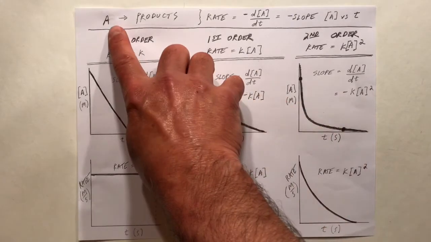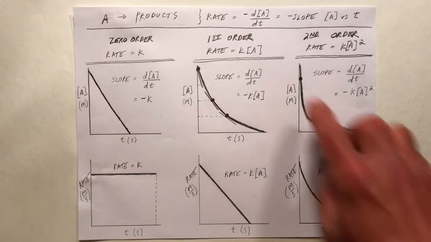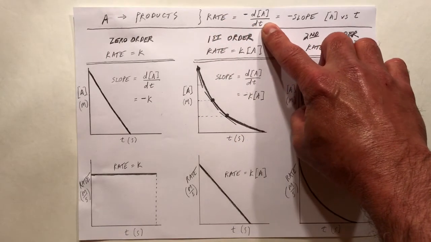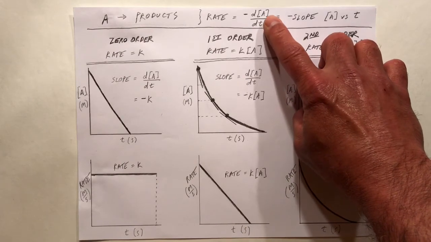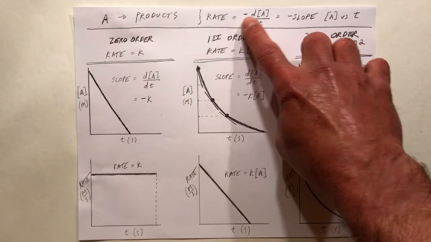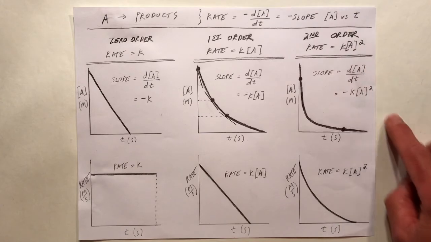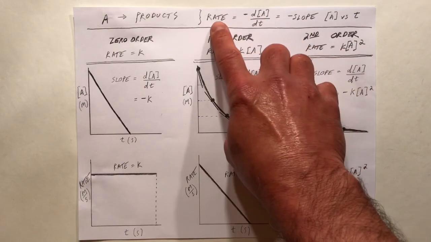Again, we have a single reactant A forming products in all of these. That's our reaction. And we can say that the rate of reaction is equal to a negative of the derivative of concentration over time, or the instantaneous slope at any point on the graph. It's a negative of that slope when we're graphing out concentration versus time. Now we could flip this around and say that the slope is equal to a negative of the rate.